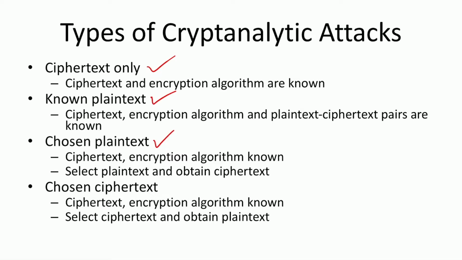Then we also have chosen ciphertext attack, which is relatively less commonly used. Here, the analyst has access to the ciphertext messages. The analyst also knows the encryption algorithm that is being used. And the analyst is somehow able to select ciphertext and have the system somehow be tricked into giving the plain text for that ciphertext message.